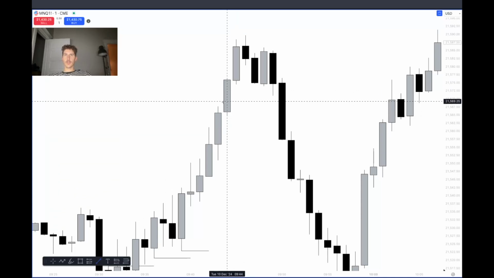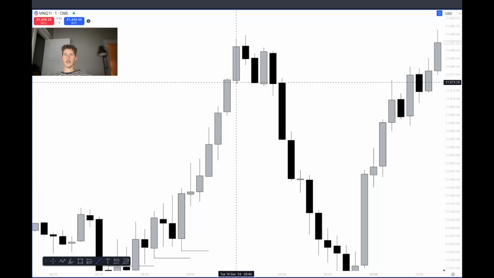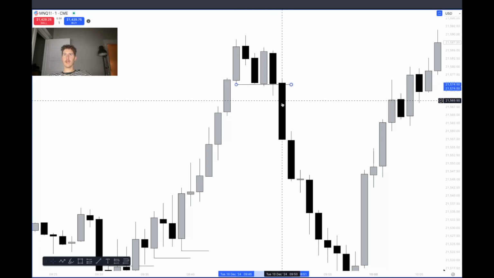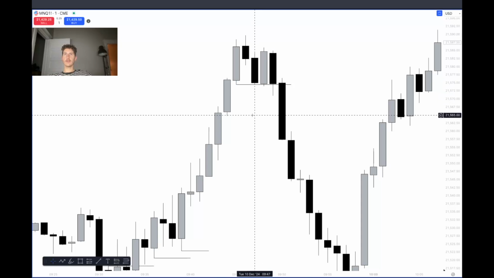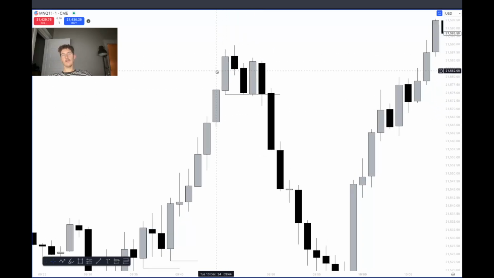We've got another bullish candle that goes higher right here. Now we're looking to see, does this one get closed below? So it does get closed below by this black candle right here. And at that point, this becomes a valid high.